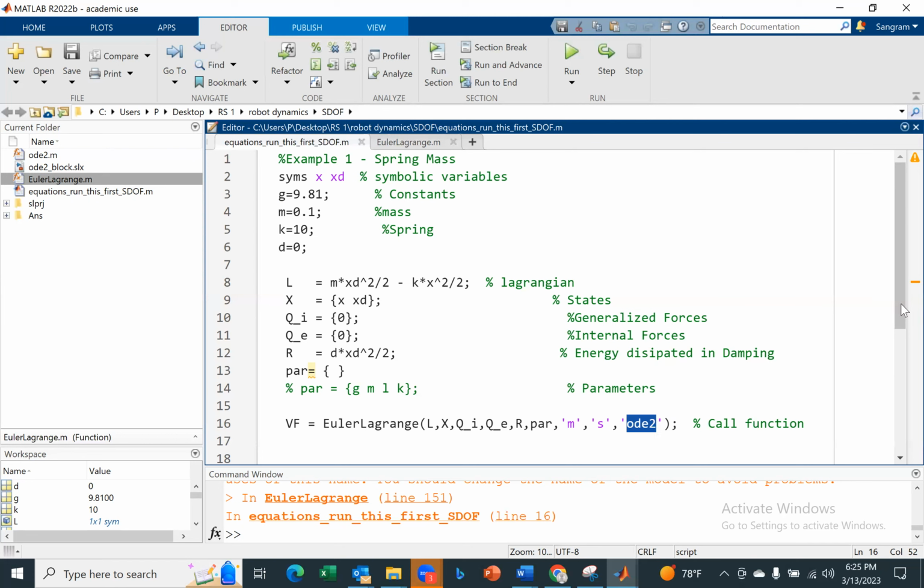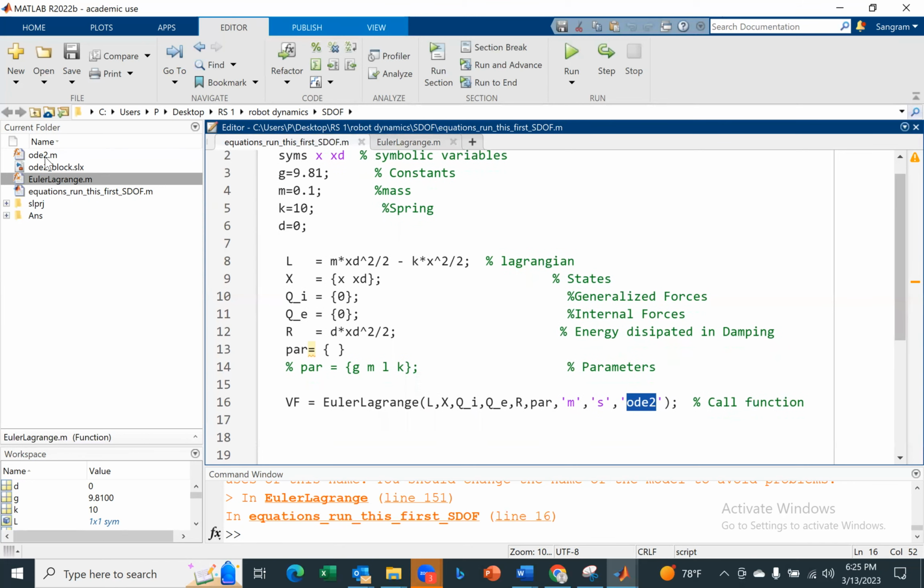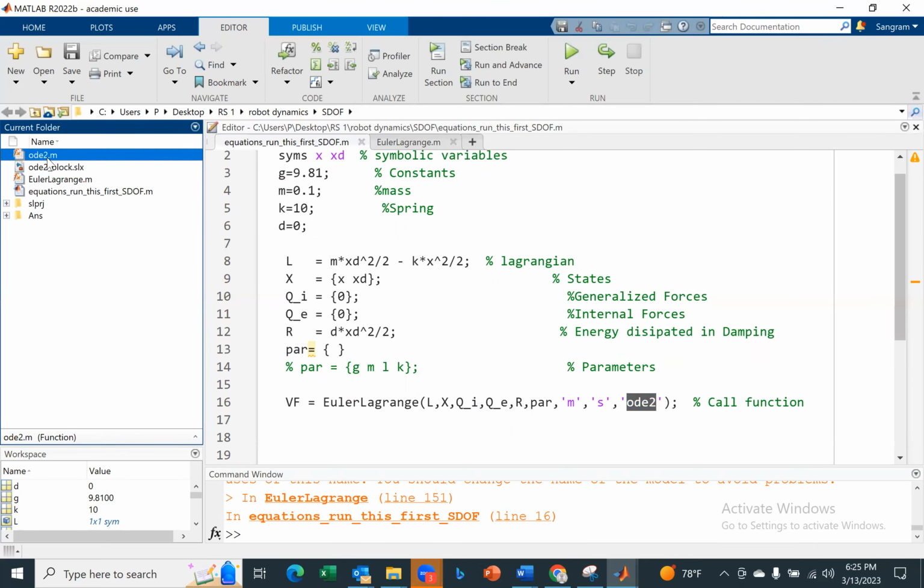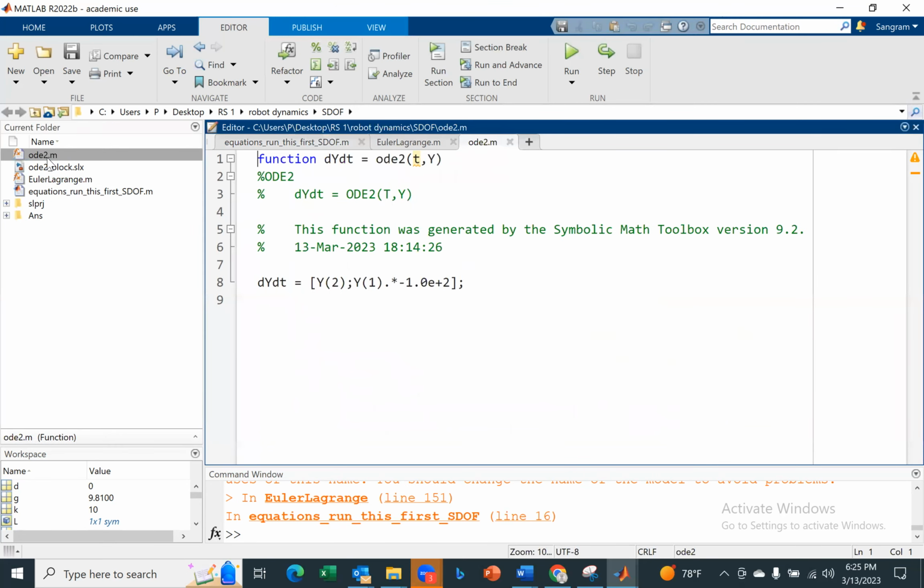So what I want you to do is, now let's look at the ODE2.m function. The ODE2.m function is where that code is entered. This is basically the differential equation converted into first order form. So this is the differential equation that is converted into the first order form. As you can see, this function is of the state space form, d by dt of y is equal to y multiplied by this constant.